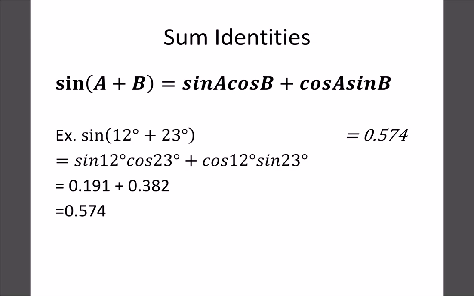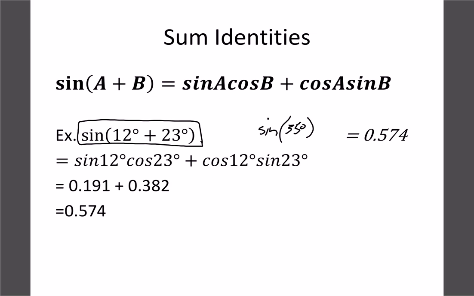The first one is sine A plus B equals sine A cos B plus cos A sine B. What that means is if we have two different angles, we can break it apart. For example, look at sine 12 plus 23. On your calculator we could just type in sine of 35 degrees, hit equals, and that gives us 0.7574. But what we want to do is write this a different way.